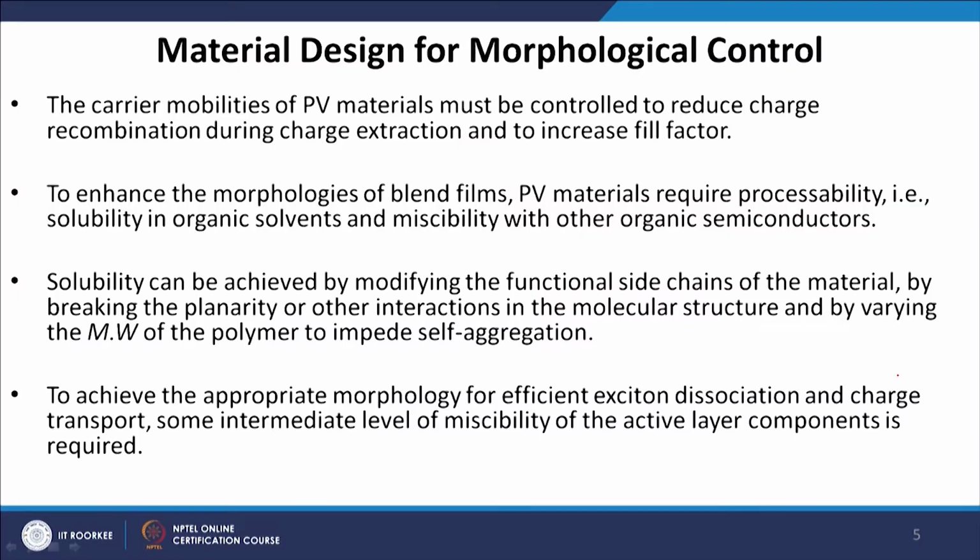Second is that to enhance the morphologies of the blend films, PV materials require processability, that is solubility in organic solvents and miscibility with other organic semiconductors. Now, as I mentioned, we develop an excellent organic semiconductor which absorbs light in the near IR range, but that material is not soluble in most organic solvents. So, what will that material do if we want to make solution processable thin films?